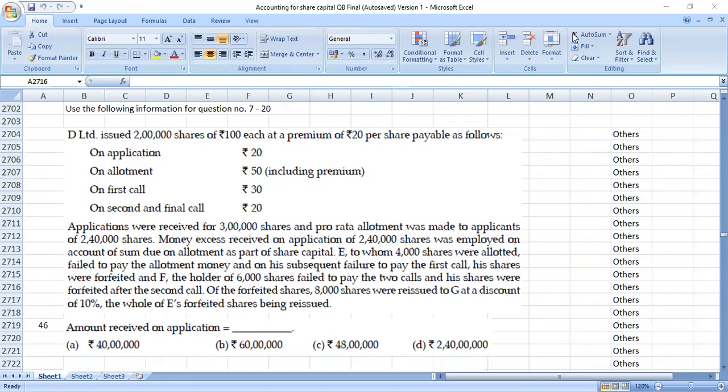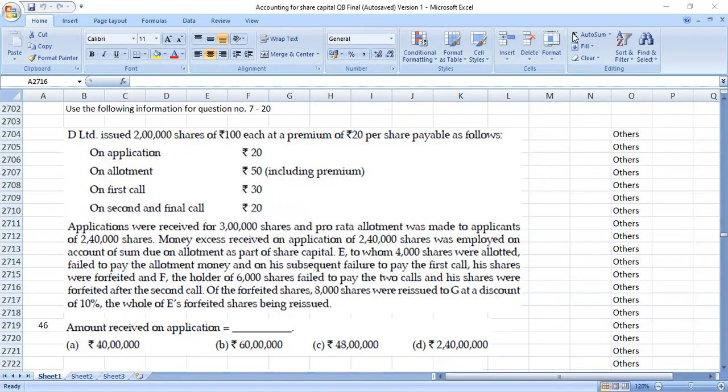Anyway, Delimited issued 2 lakh shares of 100 each at a premium of 20 per share, payable as follows: 20 on application, 50 including premium on allotment, first call 30, second call 20. Applications were received for 3 lakh shares and pro rata allotment was made to applicants of 2,40,000 shares. Money in excess received on 2,40,000 applications was employed to adjust the amount due on allotment.